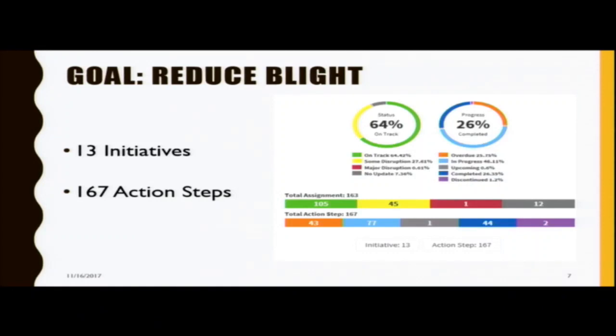So what we've done here is we're showing you what the software can do for us. And you will see that we have 13 different initiative areas for SOAR for 2017. And those you can see here are compiling 167 different action steps. And we are 64% on track through the year. So that means we have some challenges and some things that we aren't able to probably complete by the end of the year, which we are not shocked by. We're actually happy to see that we're on track and only have about 27% of our items with some disruptions.